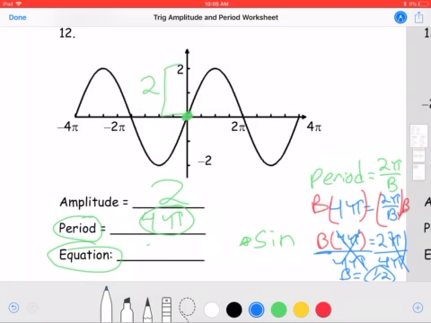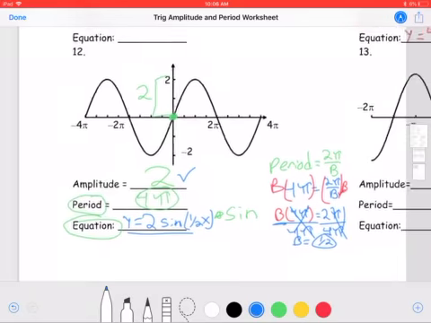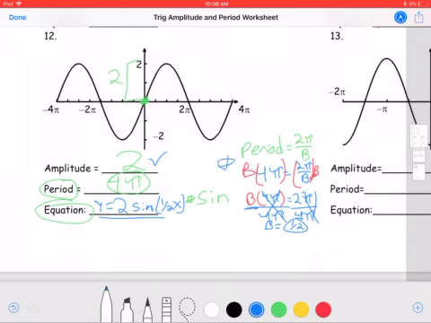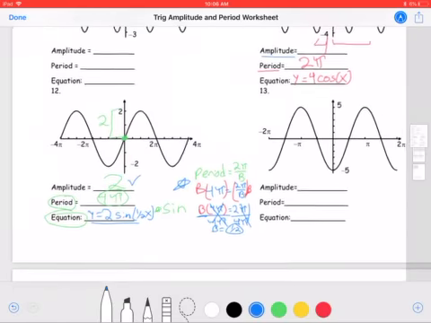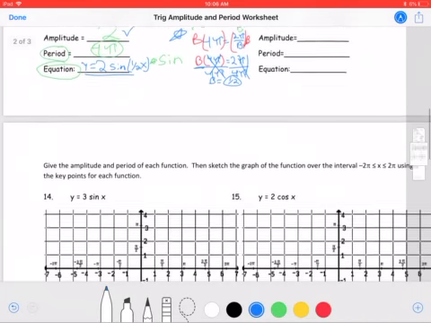So if we rewrite this, we can have y equals 2 for our amplitude, sine. Then we need 1/2 in front of x. And that's it. So a little bit of a different conversion if we're solving for the b term, given just the graph. Notice how we did that.